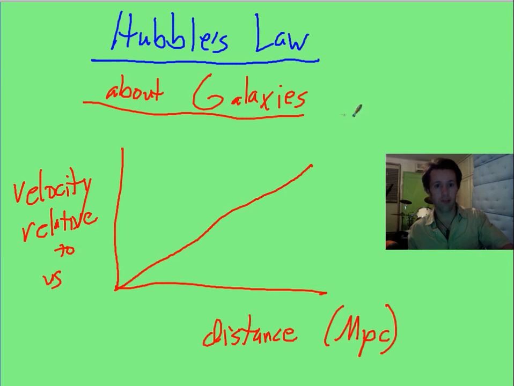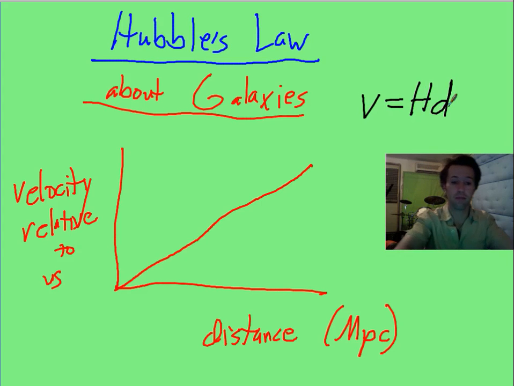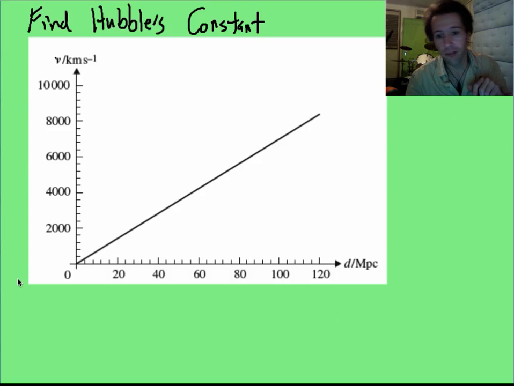Clearly, this graph is proportional, so you should know that the relationship is going to be a familiar relationship of Hubble's constant times it. So you got your velocity equal to Hubble's constant times the distance away. If you are given a graph of the displacement of a galaxy away from us versus its recessional or receding velocity, then it's not very difficult to find Hubble's constant because you know it's the slope.